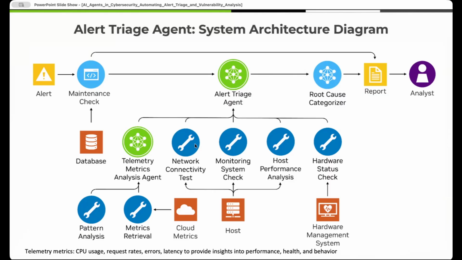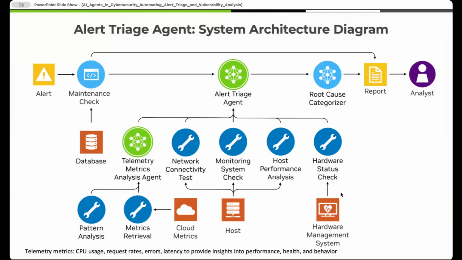The input of the alert agent is going to pull all the relevant context, right? Including the telemetry. Telemetry metrics are more like CPU or GPU usage, request rates, errors, latency, etc. This is more to analyze the system metrics. It's also able to access network connectivity tests to see whether any tests fail, monitoring services, host performance analysis, and also hardware checks. This basically provides all the relevant signals to the agent so that the agent can reason, okay, this is the situation of the alert.